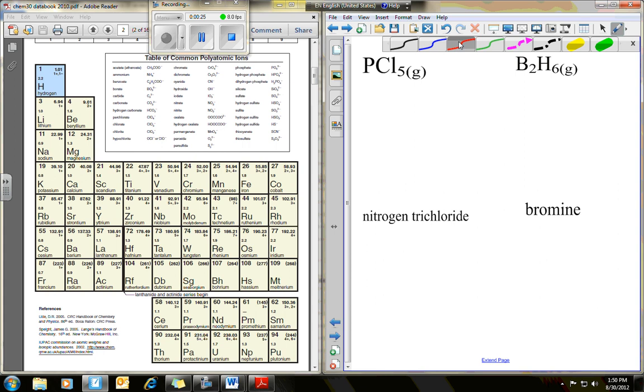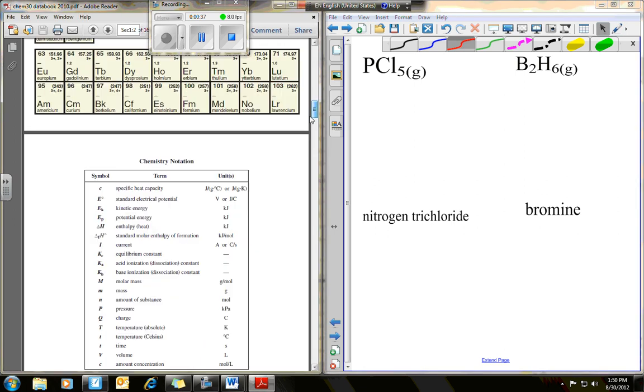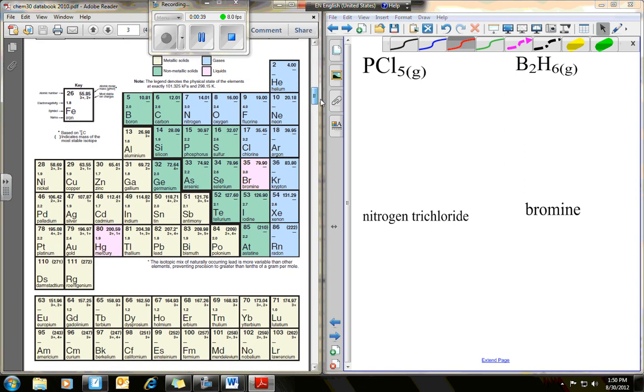First thing you need to figure out is what the P stands for and what the Cl stands for. Actually, the first thing you need to figure out is if it's a molecular compound. And you know if it's a molecular compound if you have two nonmetals together. In this case, we do. We have P, which is phosphorus, and then we have Cl, which is chlorine.